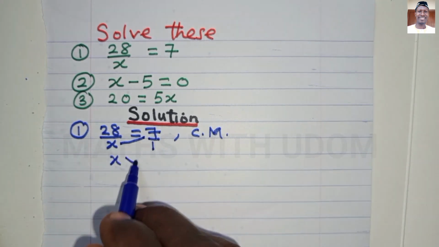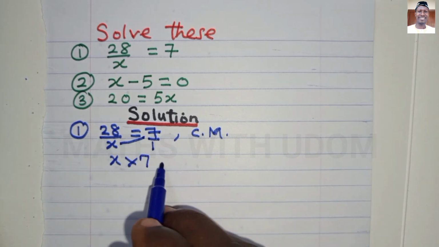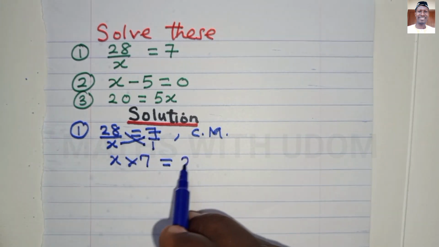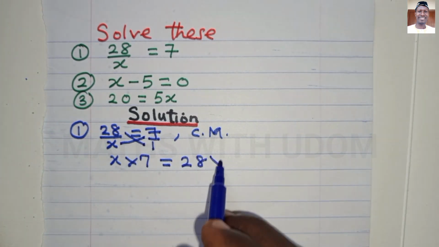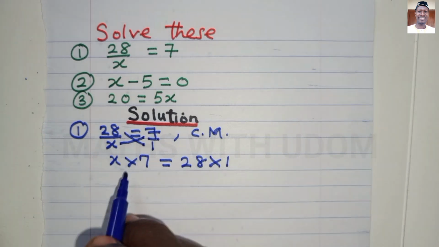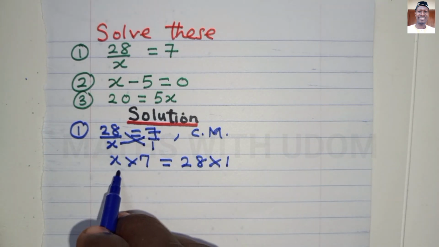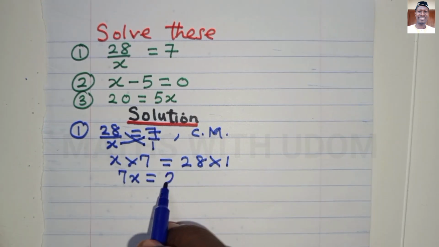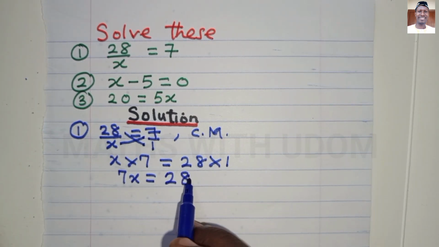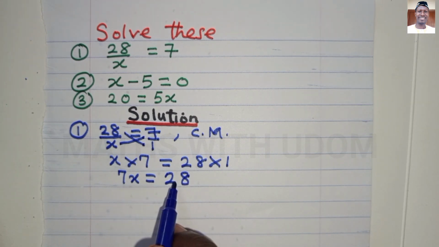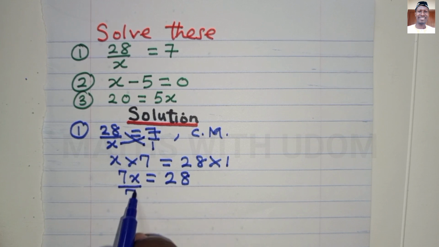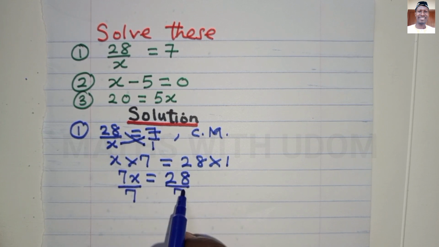x multiplied by 7 equals, then 28 will cross to go and meet 1. So you have 28 multiplied by 1. So x times 7 is 7x equals 28 multiplied by 1, which is 28. The next thing to do is to divide both sides of the equation by the coefficient of x, which is 7. So divide left-hand side by 7, right-hand side by 7.